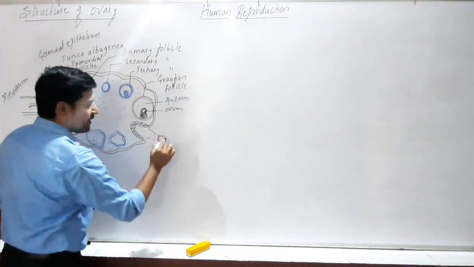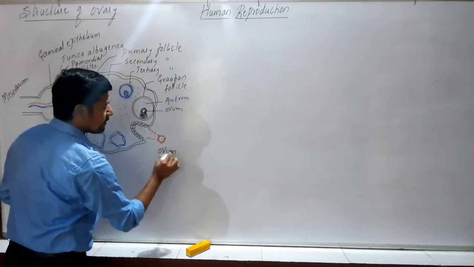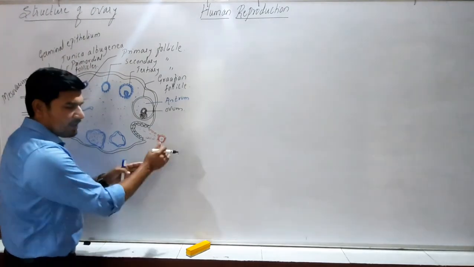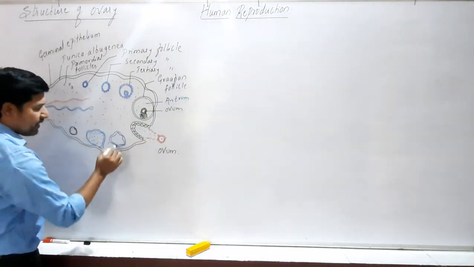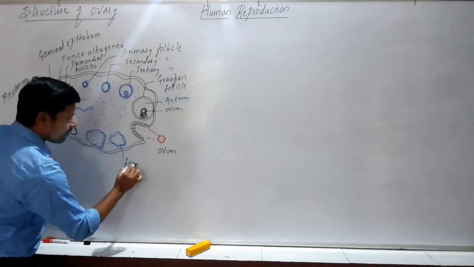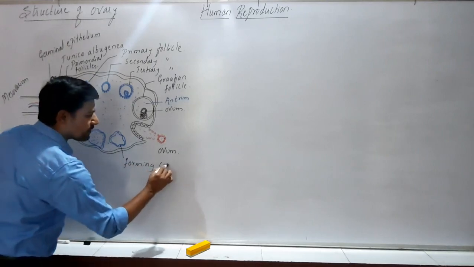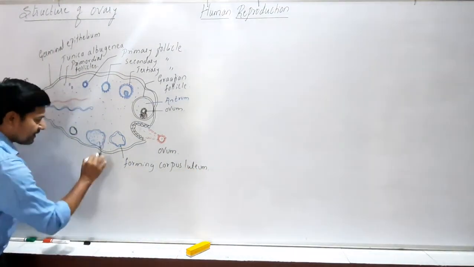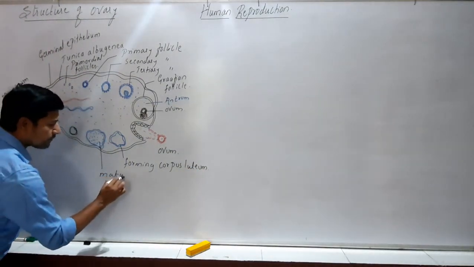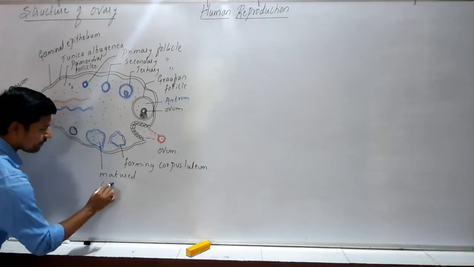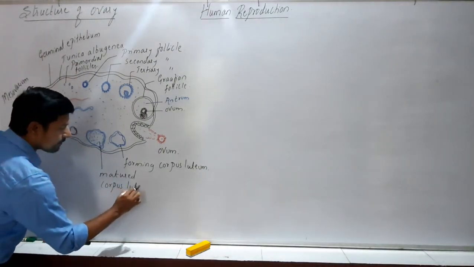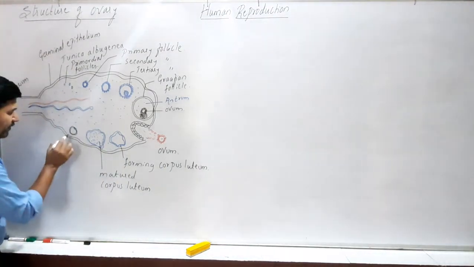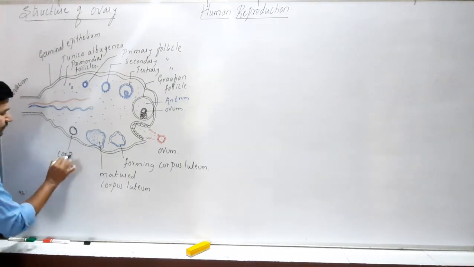After ovulation the ovum is released. This is the released ovum. The ovum that is released, we can call it a released or ovulated ovum. This is forming the corpus luteum. This is a matured corpus luteum, and this one is a degenerating corpus luteum, which is called the corpus albicans.